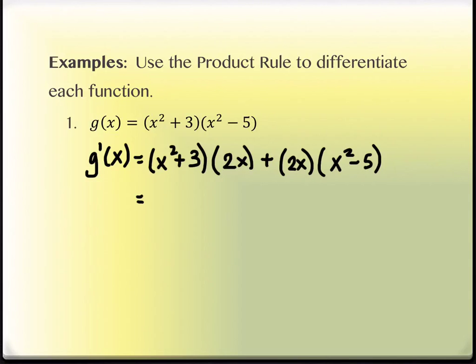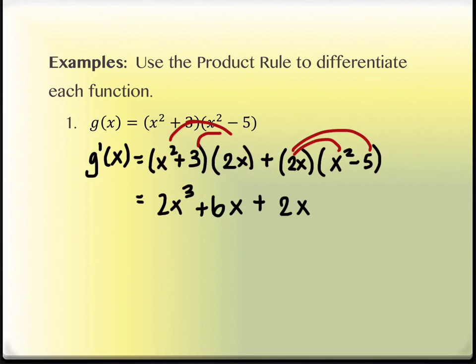All right, so we're going to multiply this out. We're going to FOIL, factor, whatever word you like, we're going to distribute. So x squared times 2x is going to be 2x cubed. 3 times 2x is going to be 6x. And then we'll do this over here as well. 2x times x squared is going to be 2x cubed. And then 2x times negative 5 would be negative 10x. We will combine like terms, and what will we get? 4x cubed minus 4x.